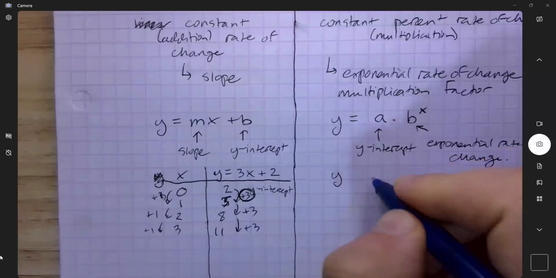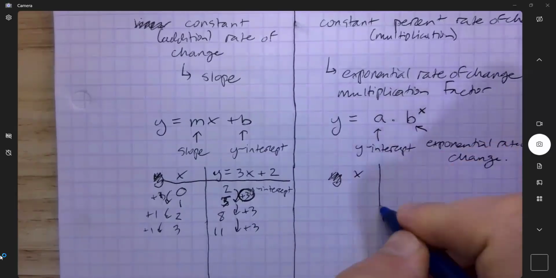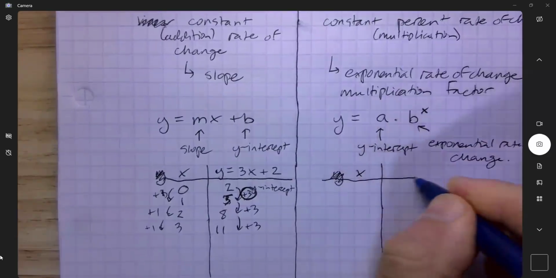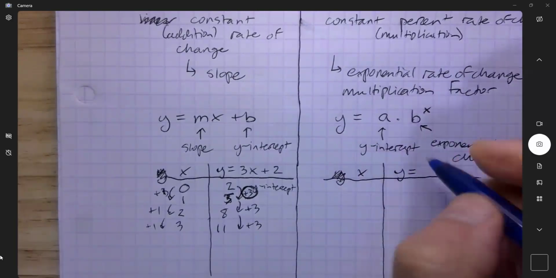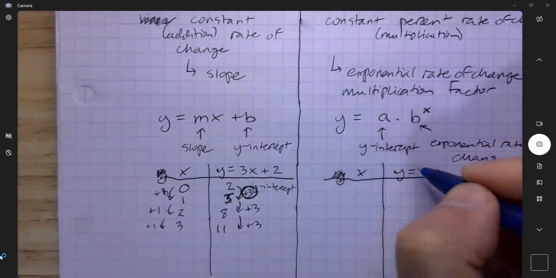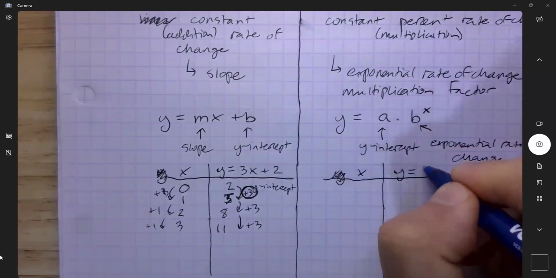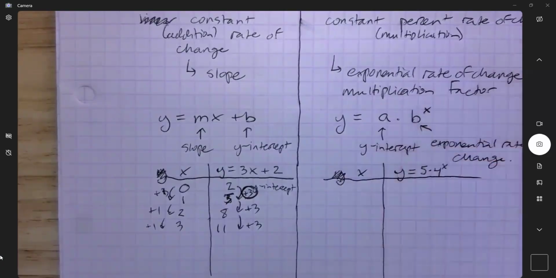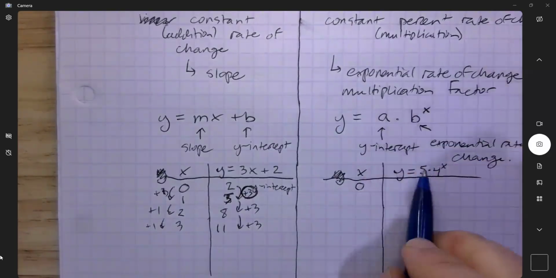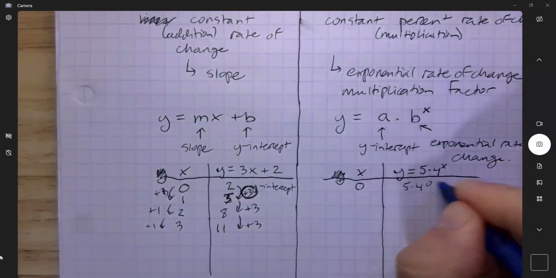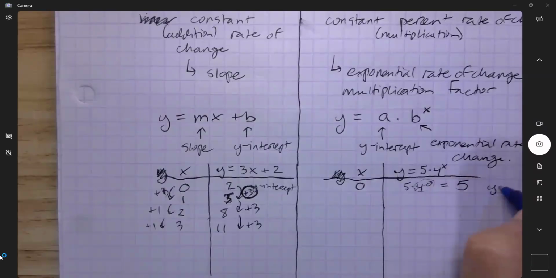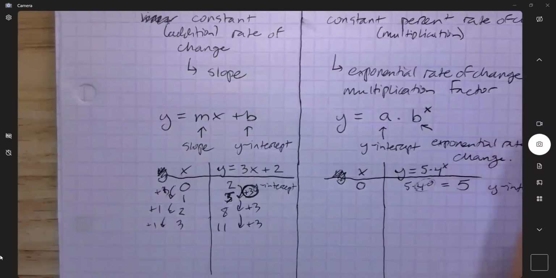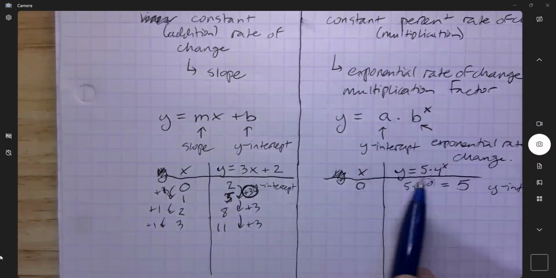Now let's look at a numerical representation for exponential rate of change. I'm going to pick all different numbers. So 5 times 4 to the x. So a good place to start is with x equals 0. And that means we have 5 times 4 to the 0. And if you remember that rule, 4 to the 0 equals 1. So this just equals 5. That's my y-intercept. That value right there, the a value, is the y-intercept.